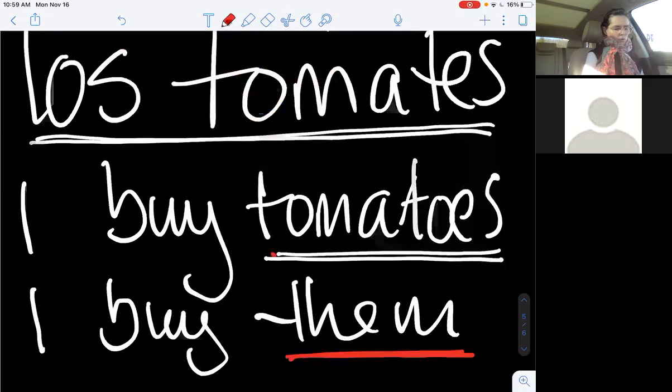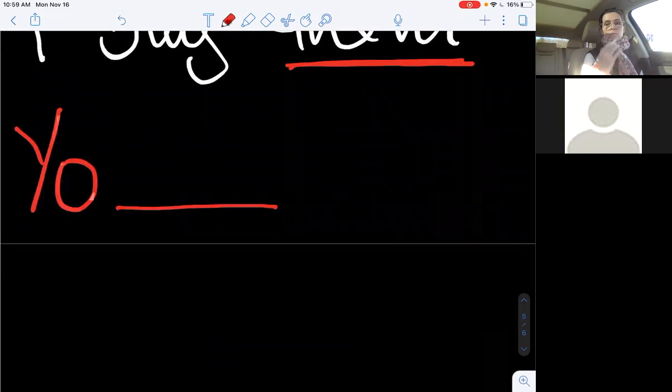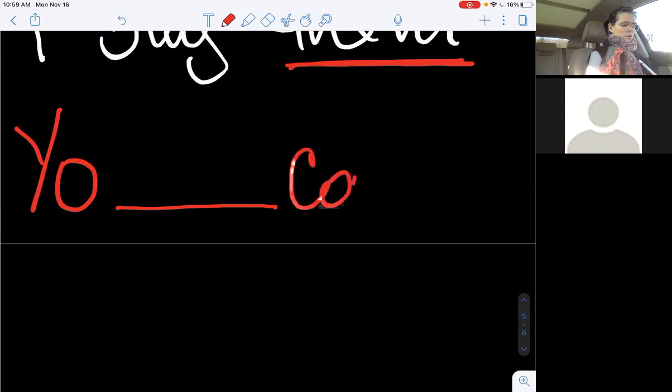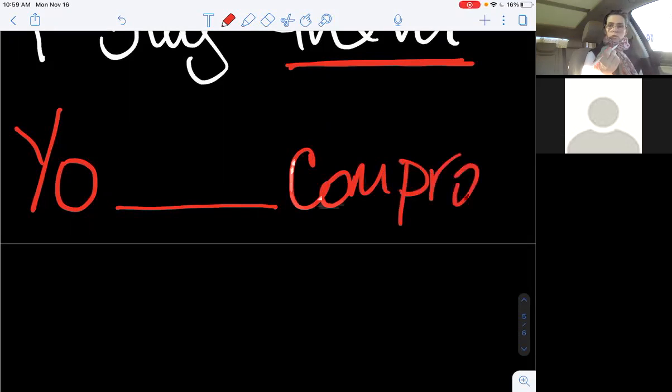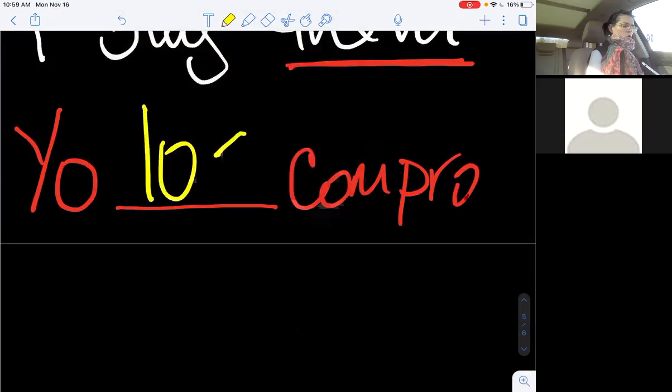This them, the tomatoes, is a thing. And because it's a thing, we have to think always in that Spanish way that, okay, things have gender. So I'm going to say lo, la, los, las. Same with these direct object pronouns. So yo, and then what we said, it goes before the verb. Compro, what do you buy? You buy them. Los compro. Yo los compro.